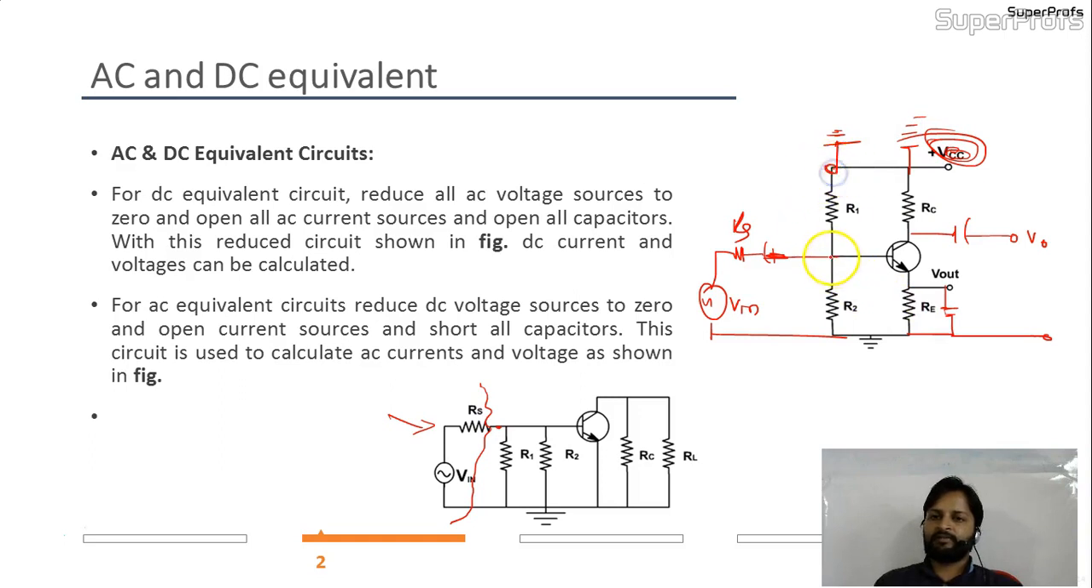Suppose this is the point A to ground, R1 is there. A to ground, R2 is also there. So R1 and R2 are coming into parallel over here. This part is over. Now your transistor is as it is. Now from C to ground, you have RC. This is the C terminal. And this capacitor will be shorted.